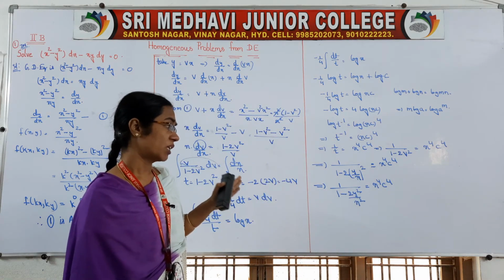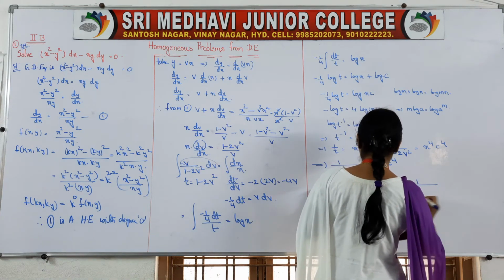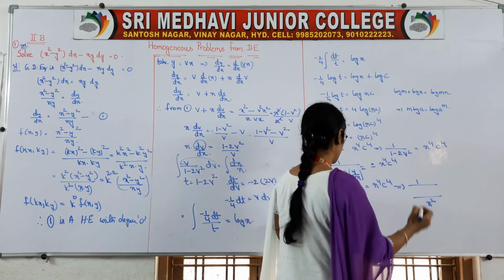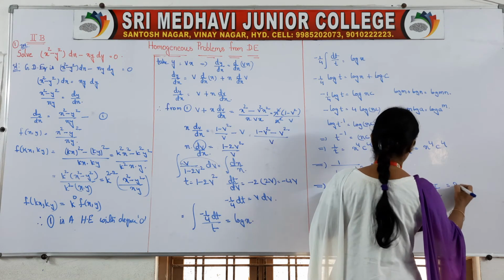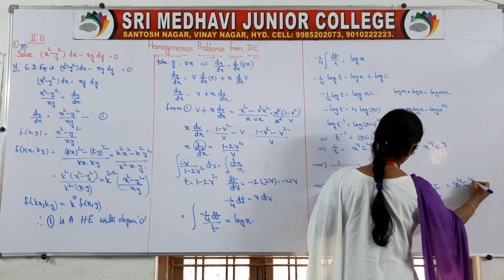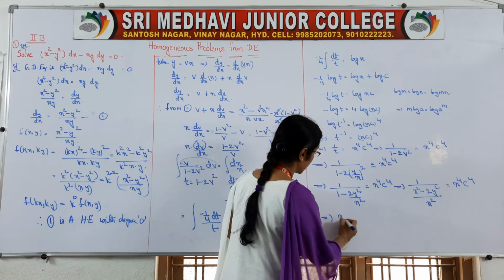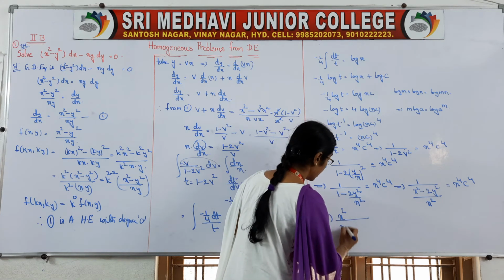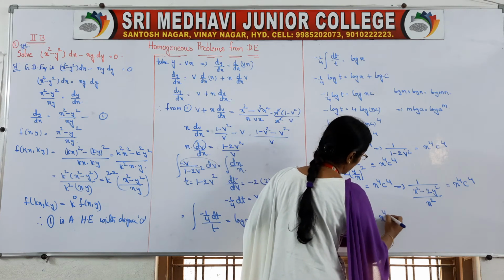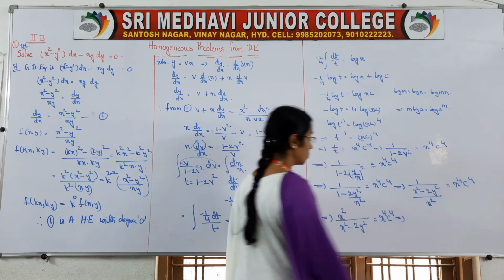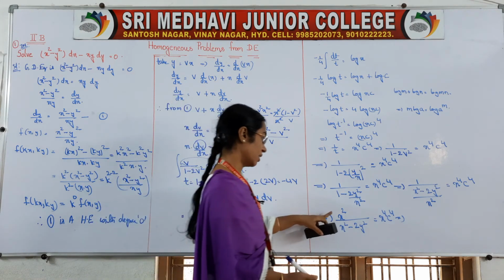Okay. So now taking the LCM. So how we will take the LCM? 1 by x square is the LCM. x square minus 2y square is equal to x to the power of 4 c to the power of 4. So now we can take x square by x square minus 2y square is equal to x to the power of 4 c to the power of 4. 1 x square will get cancelled.